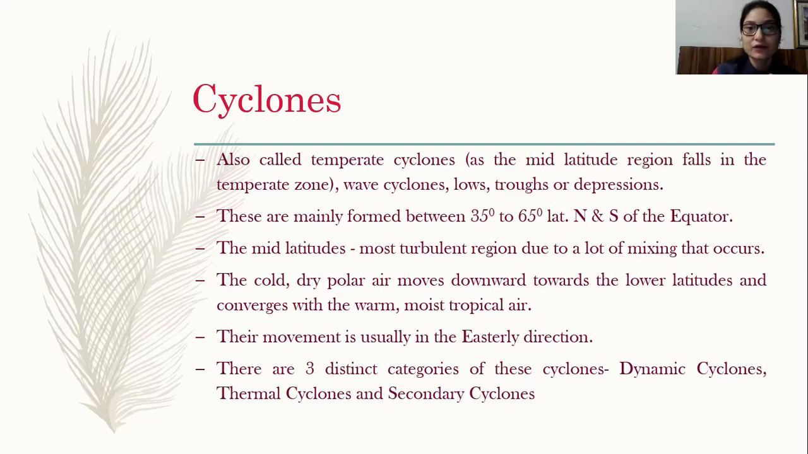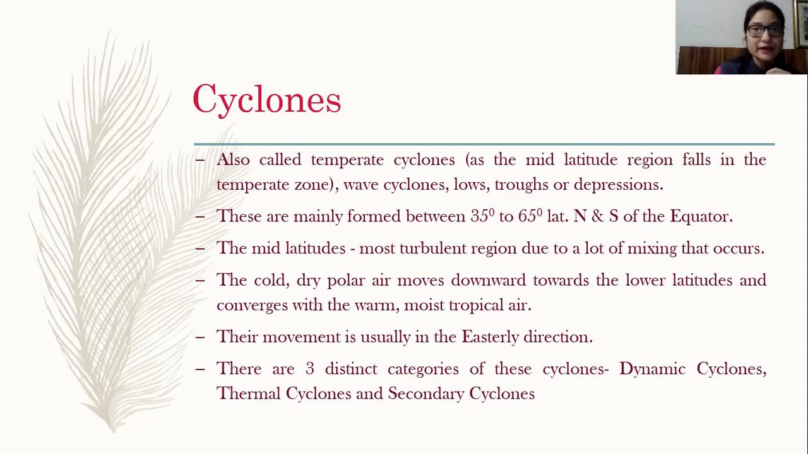In other words, they can also be known as wave cyclones. Why wave? Because, as I have just told you, when the cold air pushes the warm air, there is a bend in the front, a change in the shape of the front, and instead of becoming sloping, it becomes like a wave. So that is why they are known as wave cyclones also. They are sometimes known as depressions, troughs, and lows.